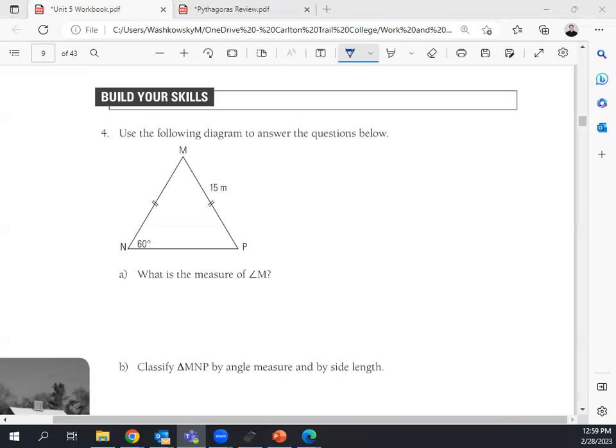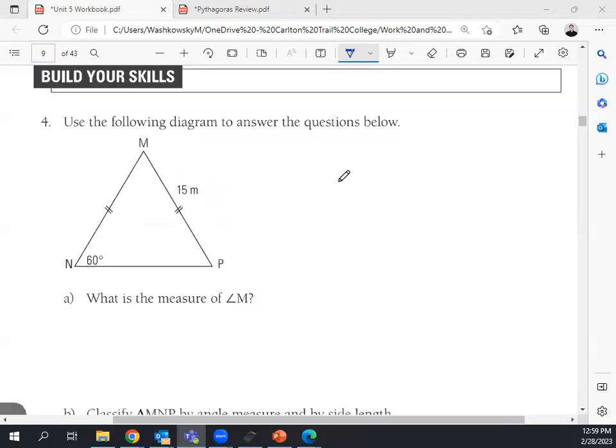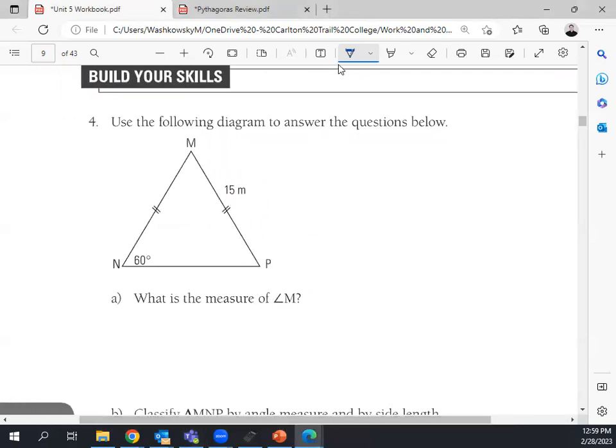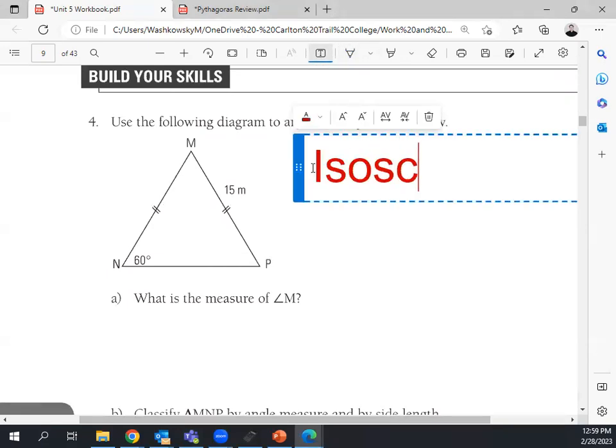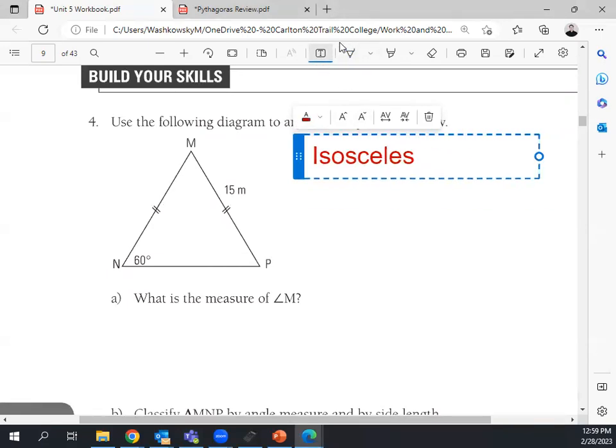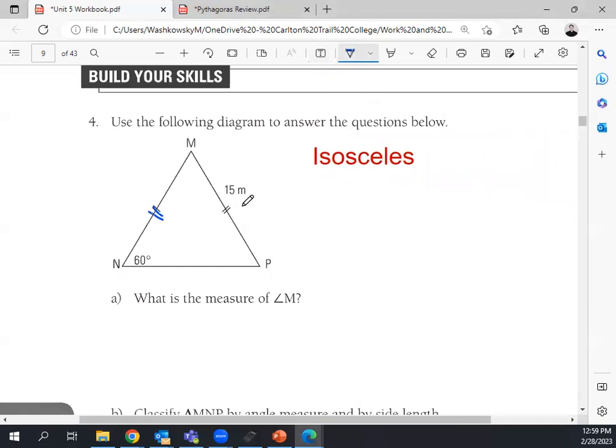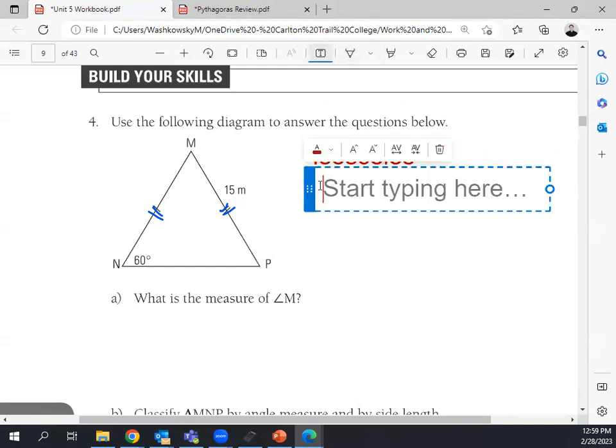All right, 10 more seconds. Okay, question 4A. What do we know about this triangle? What type of triangle is it? It's isosceles, right? I know it's an isosceles triangle because it has those two lines here. There's less than 90 degrees, and it's also an acute triangle. Perfect. So it's isosceles and acute.